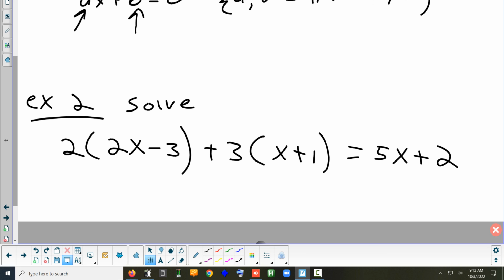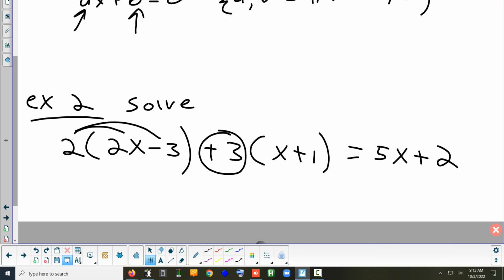Cesaro, what do I have to do? Well, which side do you think I have to do something with first? The left or the right? Left. The left. And can you tell me what I have to do on the left?